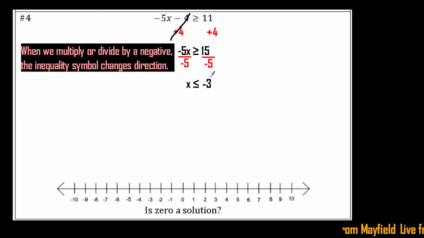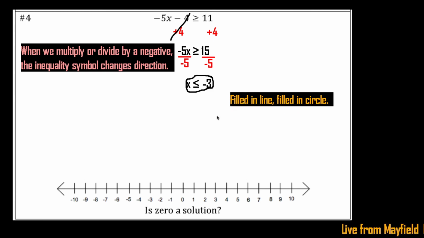Always double check over your answers. That way we are good. And again, since we have a filled in line, we're going to have a filled in circle. And so we go to negative 3. And so we say, all right, on negative 3, we have a filled in line. Negative 3, we're going to have a filled in line.